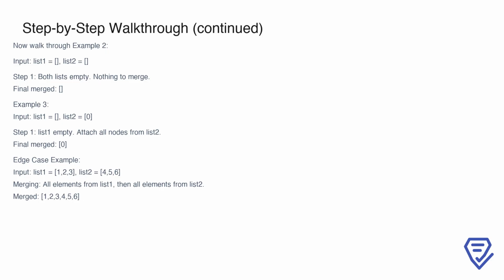Considering another edge case, merging 1, 2, 3, and 4, 5, 6 results in all elements from the first list added first, followed by all elements from the second list, since all of 1, 2, 3 are less than 4, 5, and 6. These cases highlight how merging handles empty lists and non-overlapping value ranges robustly.